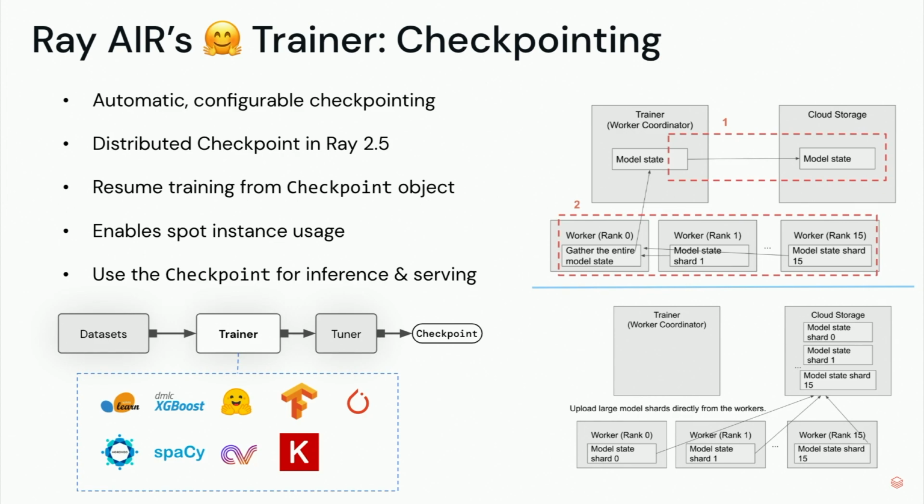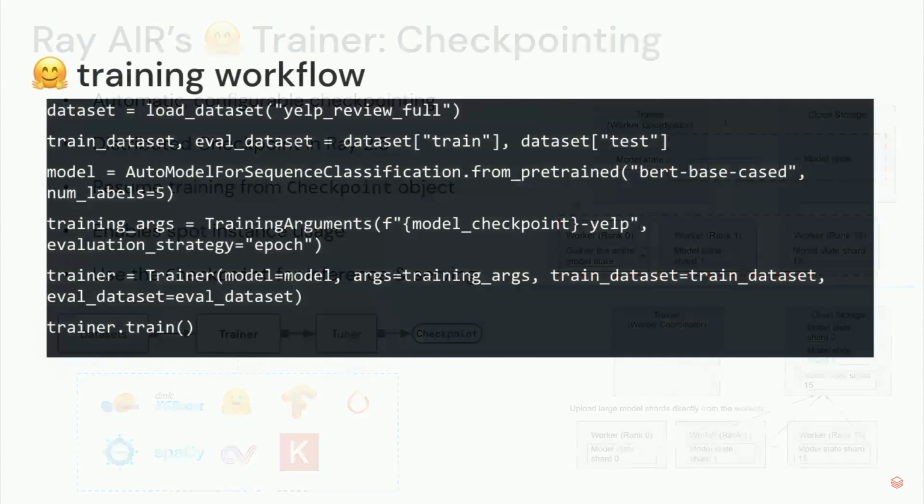It can automatically bring the node back up and automatically resume the training from the latest checkpoint, so you don't have to worry about it. And finally, the checkpoint that is returned after the training can be used for inference and serving. So we provide abstractions that allow you to take the checkpoint and use it with Ray AI predictors and Ray Serve for offline and online inference.